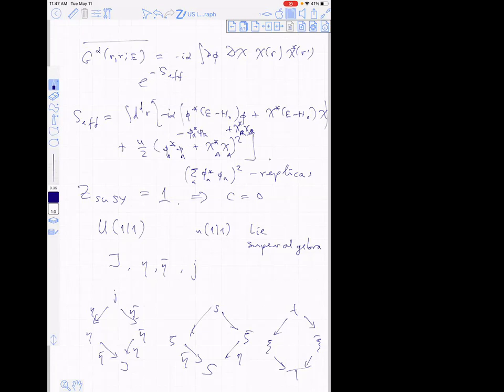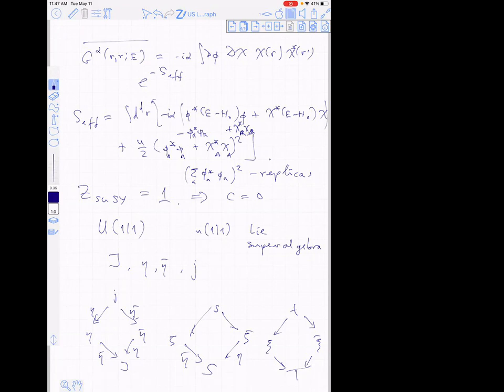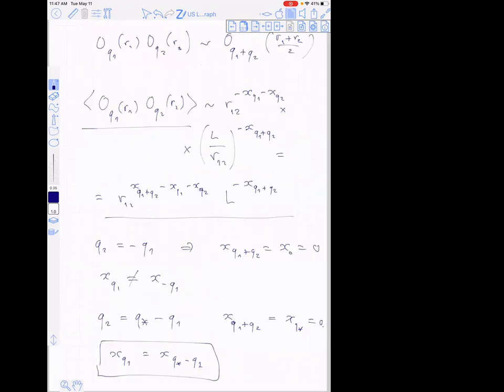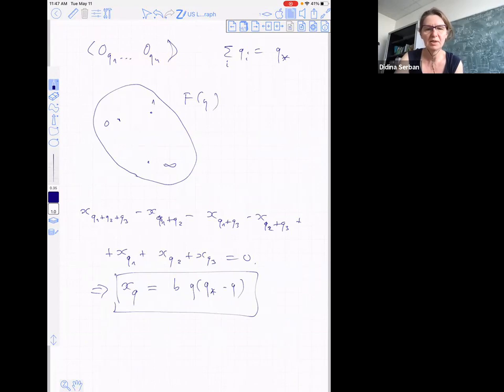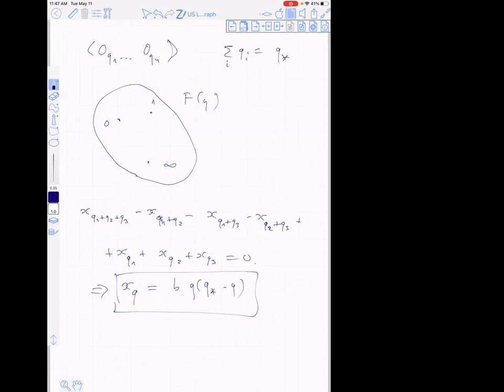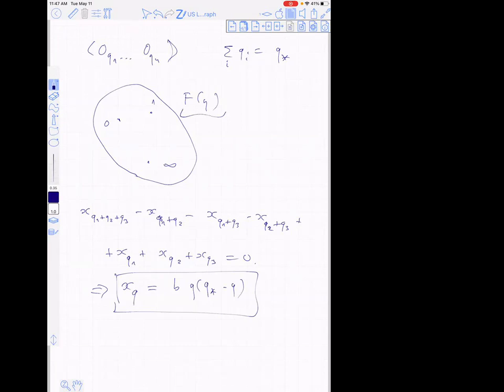Yes, Gina, you have a question, please. Yeah, I wanted to ask you about the origin of this magic constraint on the x's, on the last slide. Where is this coming from? Okay. Yes. So, all right. This object here, this conformal block, has 3 branch points.